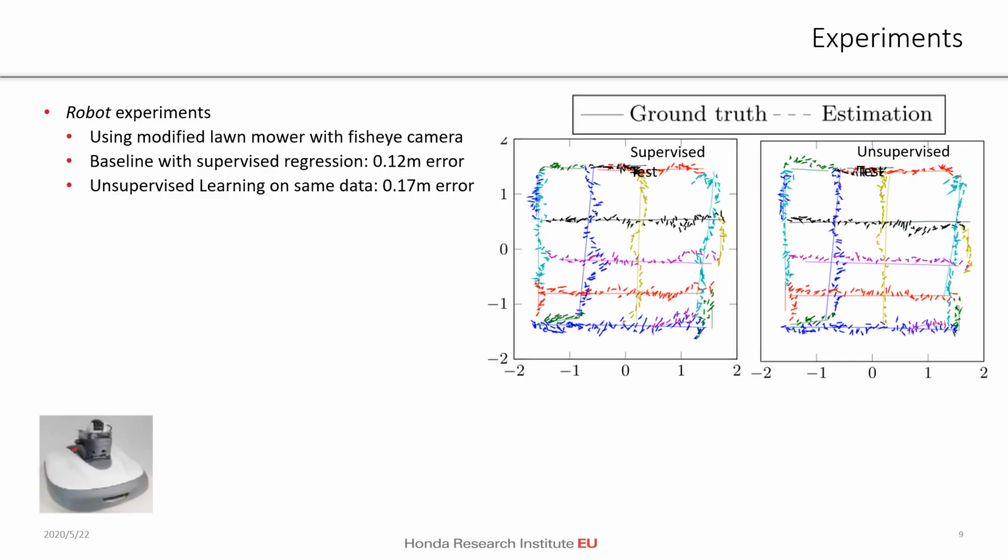Next, we show results with an actual robot and an omnidirectional fisheye camera tilted upwards. And we can show that with the same approach as in the previous slide, we get also very good results for the supervised baseline and the unsupervised approach. The supervised approach has an average error of 12 centimeters and the unsupervised approach an average error of 17 centimeters.